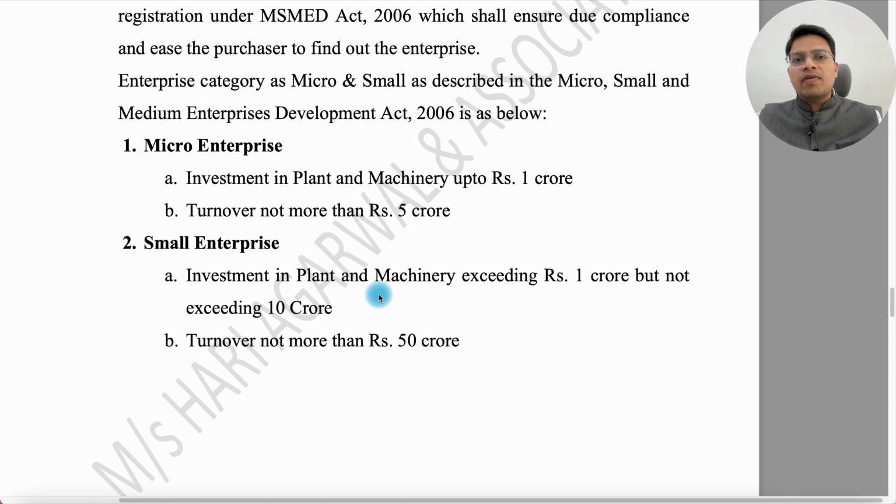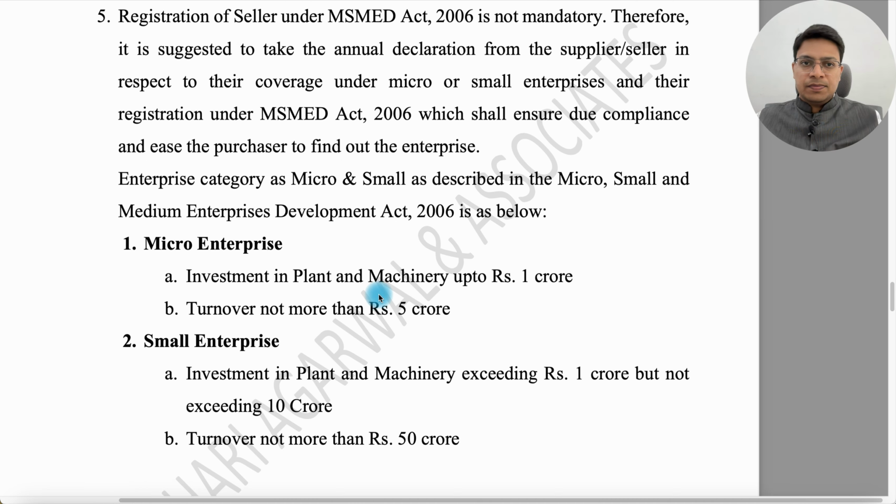So step number 1, what you have done, you have sent a mail to all your suppliers asking them to confirm whether they are falling in the definition of micro enterprise or small enterprise. Now out of, let us say, your 50 suppliers, let us say 15 are falling in micro, 5 are falling in small, so total 20, balance 30, you don't have to worry. So we are discussing only about those 20 suppliers now. Next we have to identify what is the due date of payment as per the MSMED Act.